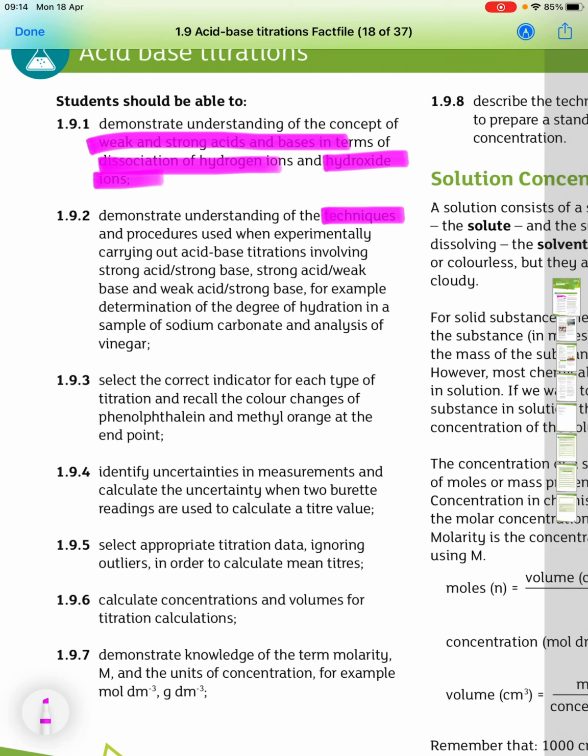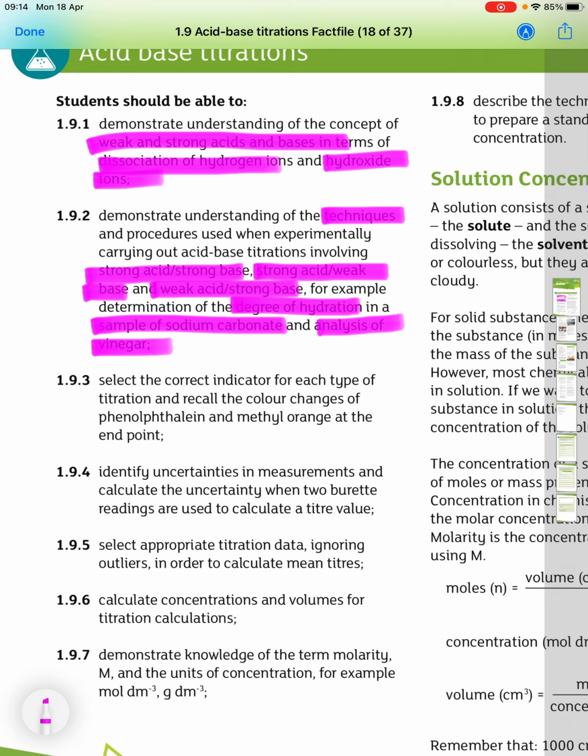Demonstrate understanding of the techniques and procedures used when experimentally carrying out acid-base titrations involving strong acid, strong base, strong acid, weak base, and weak acid, strong base. For example, determination of the degree of hydration in a sample of sodium carbonate and analysis of vinegar.